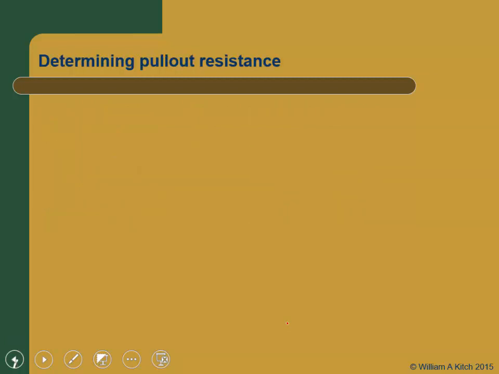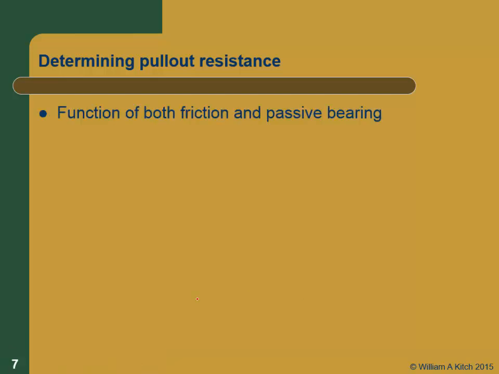All right, let's talk about how we actually determine the pullout resistance then. As we said, this is a function of both the friction and the passive bearing within a grid. And we're going to use this formula. Like a lot of things in soil mechanics, when they get really complicated, we just take all the complicated stuff and call it a factor. And then we'll use empirical ways to get the factors. And so this is our formula.